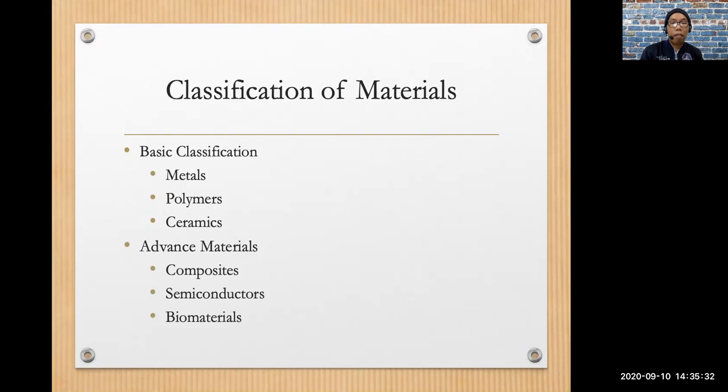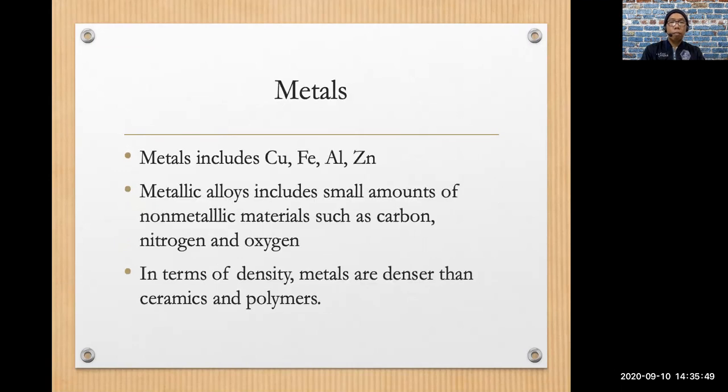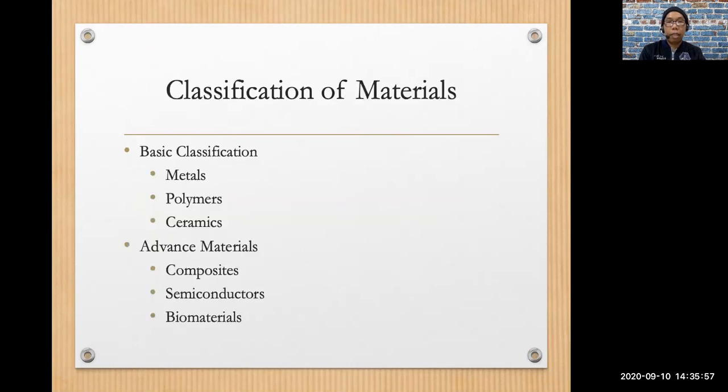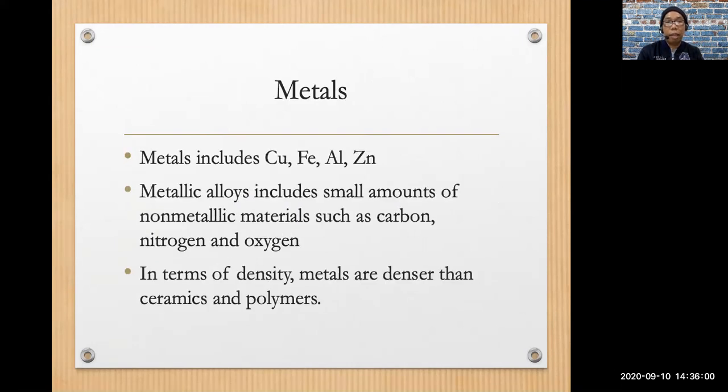Okay, so we have the classification of materials. Yung basic classification is metals, polymers, and ceramics. The advanced materials include composites, semiconductors, and biomaterials. Okay, so let's have a very short idea of these basic classifications of materials. So let's start with metals.